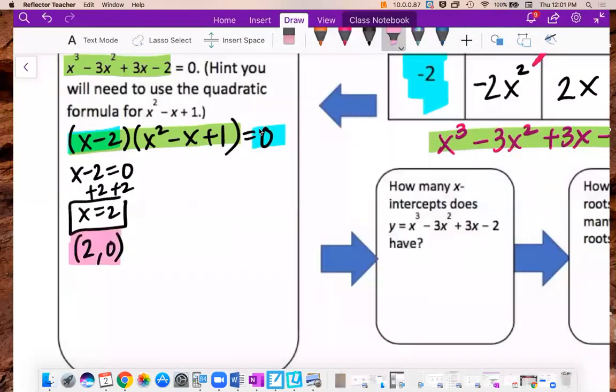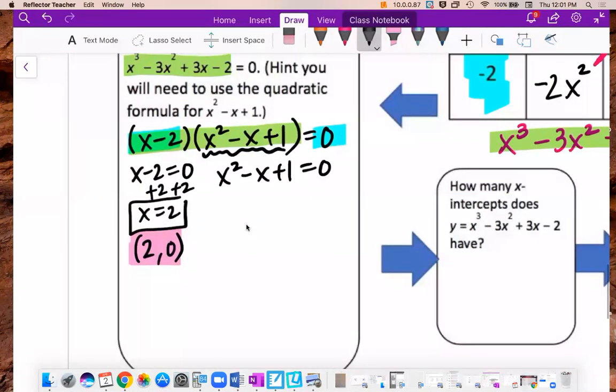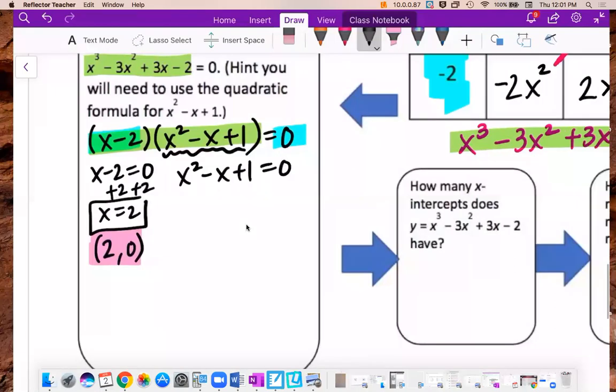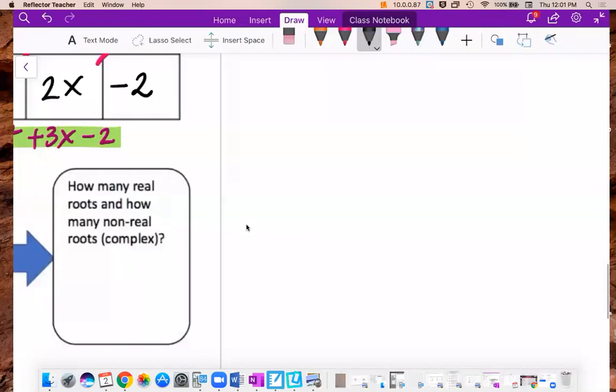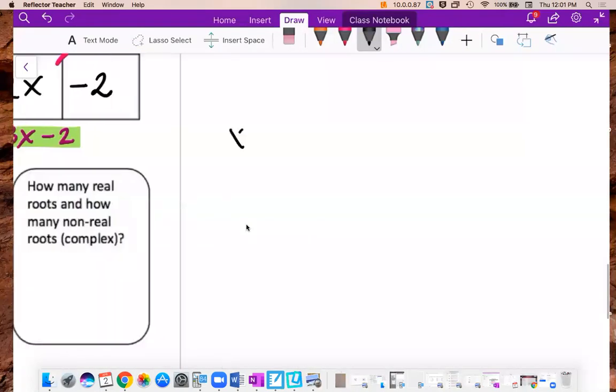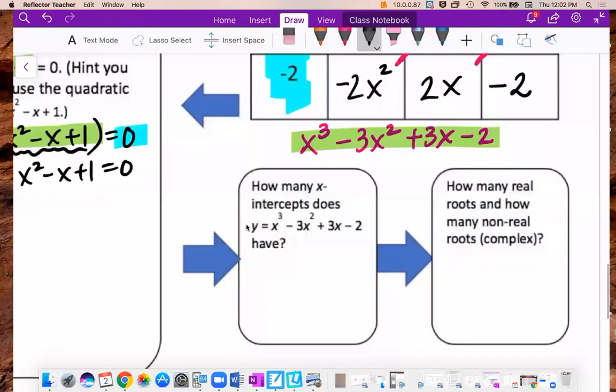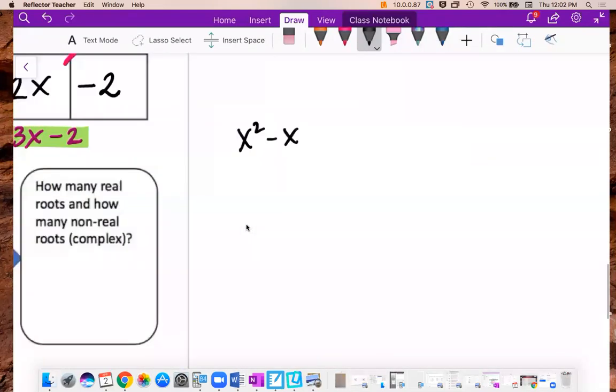So that's one solution. Now what we're going to do is take the second equation and set it equal to 0 and solve. So we're going to take x squared minus x plus 1 equals 0, and we're going to solve. Now this doesn't factor, it's not factorable. So we're going to have to use the quadratic formula to solve this out. So I'm going to move over here just so I have a little bit more space. So we're solving x squared minus x plus 1 equals 0.